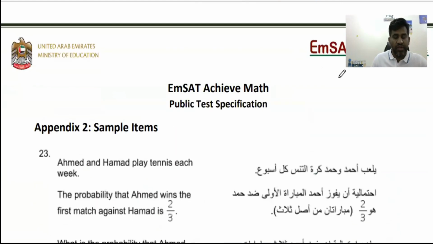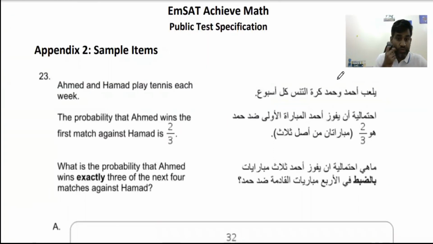Okay, let's go to the next question. Question number 23. It's talking about probability. Ahmad and Hamad play tennis each week. The probability that Ahmad wins the first match against Hamad is 2/3.